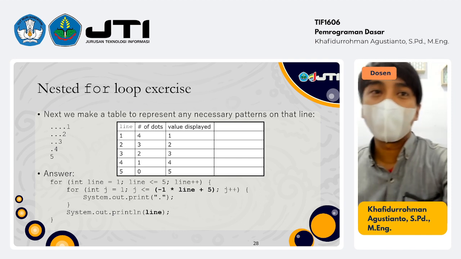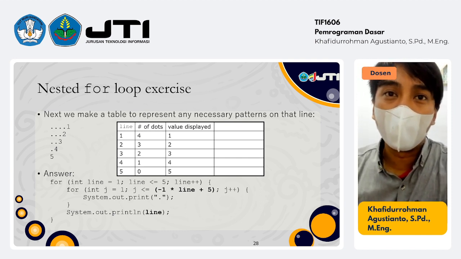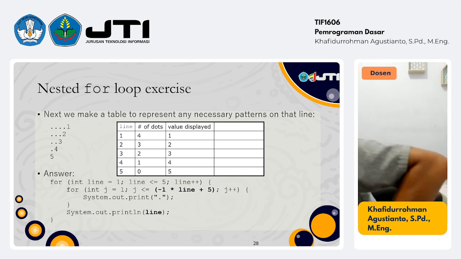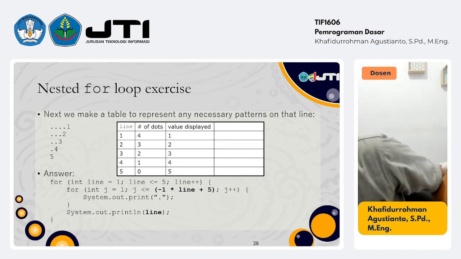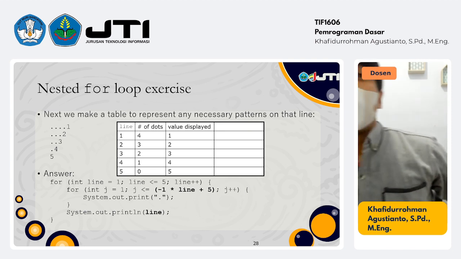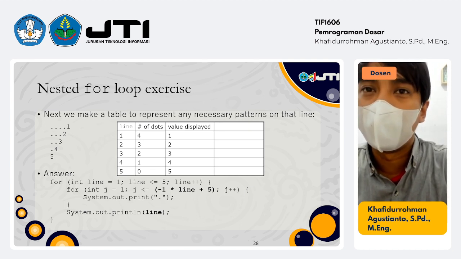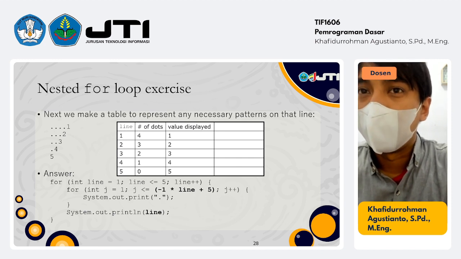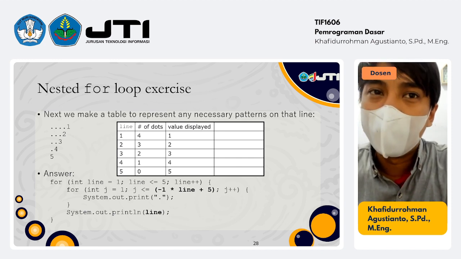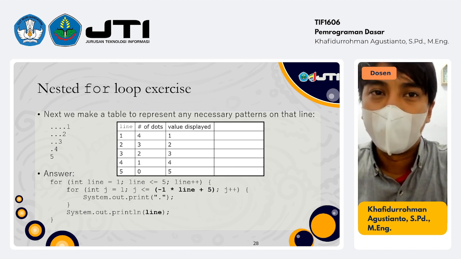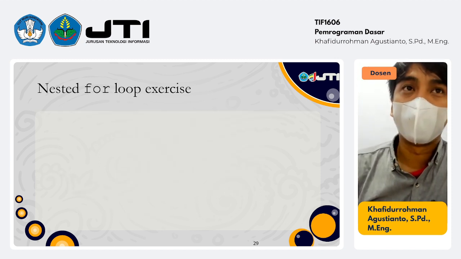The answer is for integer line equal to 1, line lowers or equal to 5, line plus plus; for integer j equal to 1, j lowers or equal to minus 1 times line plus 5, j plus plus; System out print dot; System out println line.